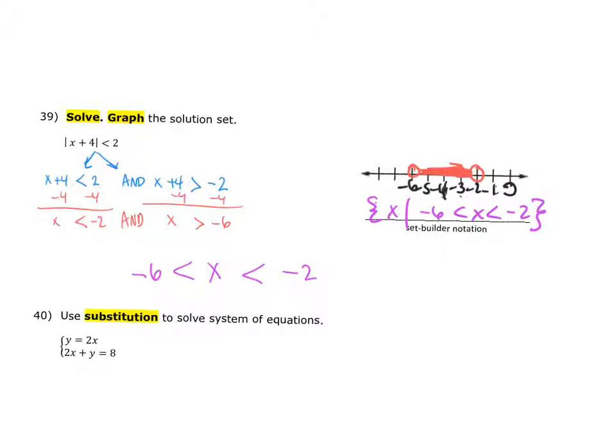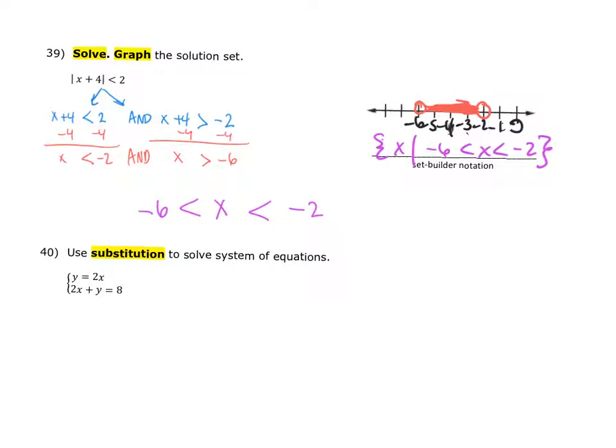All right, done with absolute value equations and inequalities. So, big rule with absolute value: please remember that when you are setting up absolute value, you set it equal to the positive and to the negative, and then you solve each separately.